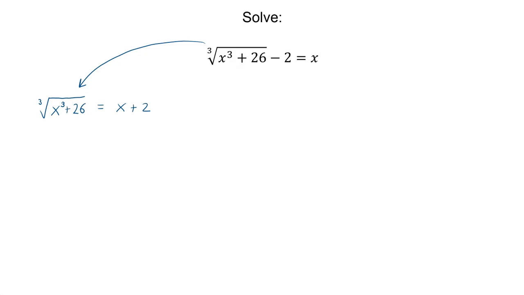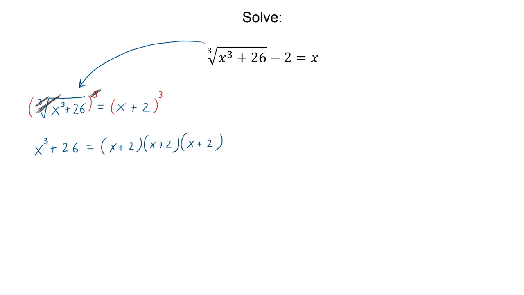Now the radical is isolated on the left side of the equation, so let's undo the cube root by raising both sides of the equation to the third power. So that gives us on the left the cube root of x cubed plus 26 raised to the third power is equal to the sum x plus 2 raised to the third power on the right side of the equation. The cube root cancels out with the exponent of 3 on the left, and that leaves us with x to the third plus 26. And then on the right, we have to multiply x plus 2 times itself 3 times.